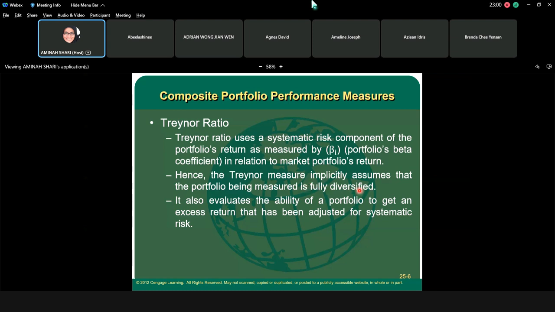It assumes that the portfolio being measured is fully diversified. It evaluates the ability to earn excess return adjusted for systematic risk. If we use the Treynor ratio, it only looks at the performance based on beta, the beta coefficient. That's all, it does not look at total risk. It only assumes systematic risk. We have two types of risk, systematic risk and unsystematic risk. Later you can look back at what systematic and unsystematic risk are. I have discussed this in investment as well.